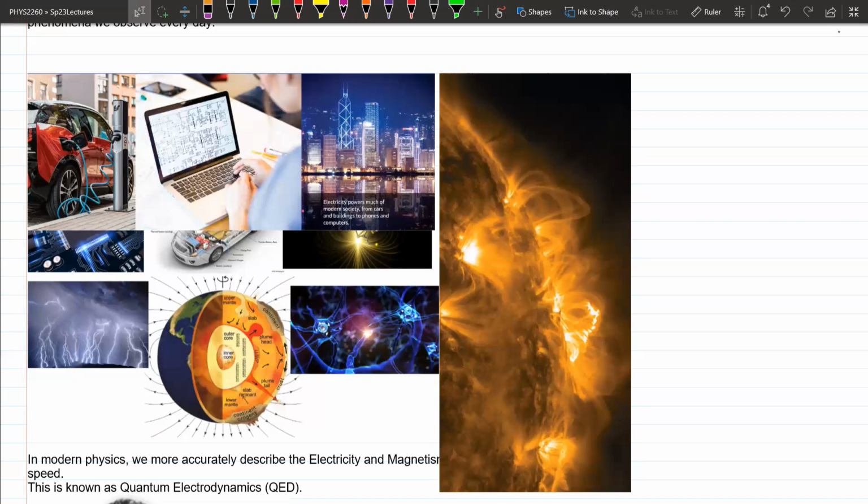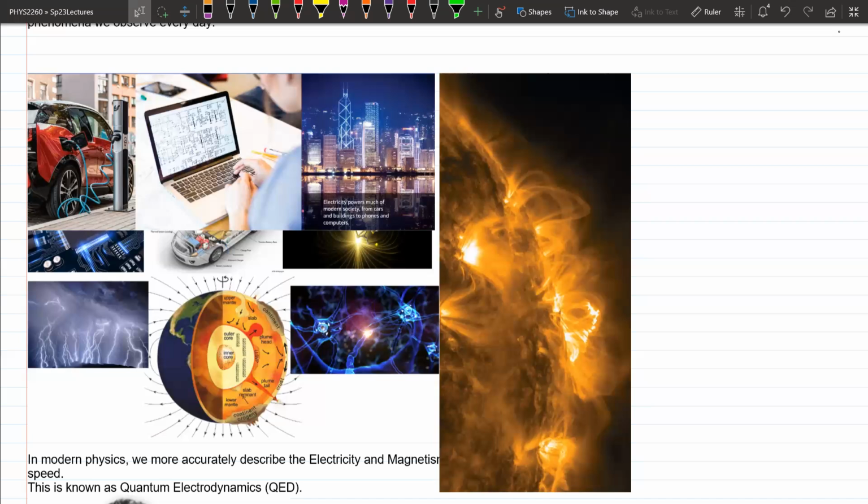Sometimes we have geology majors in here. Do we have any geology majors this semester? No. The Earth is also an electromagnetic dynamo. The fact that we have a magnetic field around the Earth is because there's actually electricity and magnetism working inside the Earth to produce the magnetic field around us.